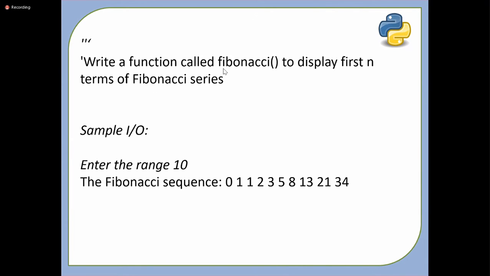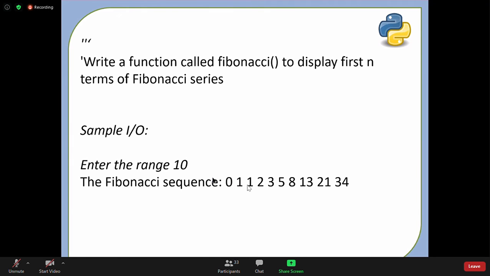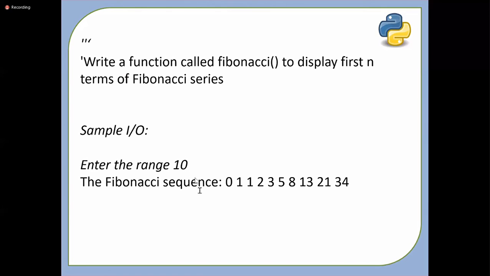Write a function called Fibonacci to display the first n terms of Fibonacci series. I hope we all heard about this Fibonacci series starting with 0, 1, 1, 2, 3, 5, 8, 13, 21, 34. And we know the logic. Addition of the first two numbers will give you the next number. Yeah, very good, Satyam. Will you define this function now? So that your output should be enter the range and your output should be the first 10 Fibonacci numbers.